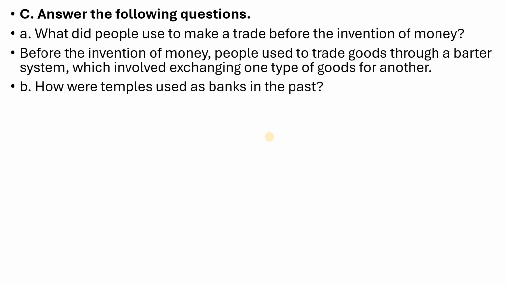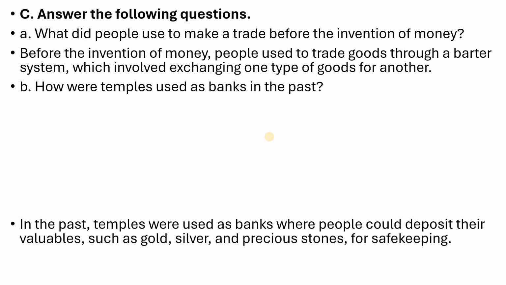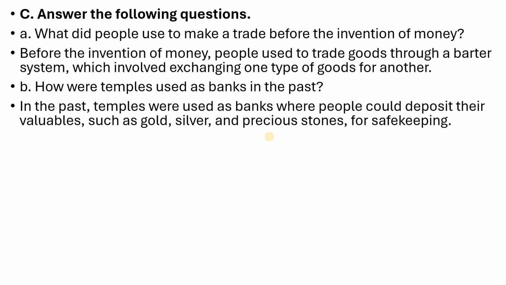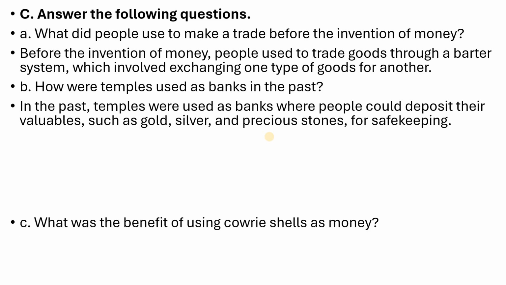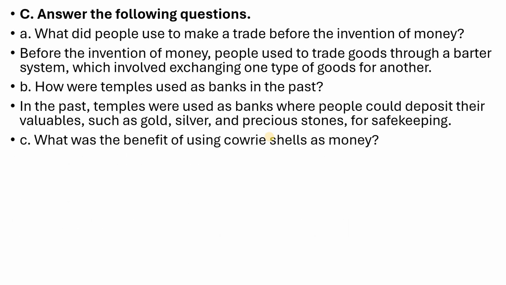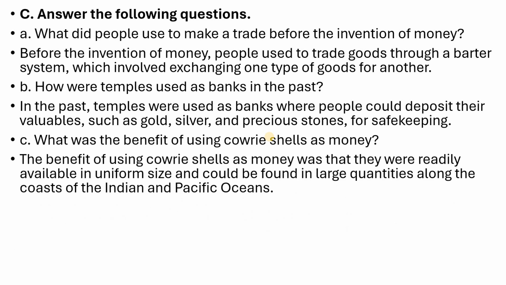Next is how were temples used as banks in the past? In the past, temples were used as banks where people could deposit their valuables such as gold, silver, and precious stones for safekeeping. Next is what was the benefit of using cowrie shells as money? The benefit of using cowrie shells as money was that they were readily available in uniform size, in the same size, and could be found in large quantities along the coasts of the Indian and Pacific Ocean.